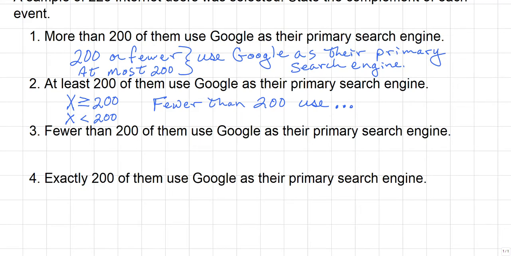Now let's look at number 3. Fewer than 200 of them use Google as their primary search engine, which means at least 200 of them use Google as their primary search engine. So what you'll notice is that 2 and 3 are actually complements of each other.